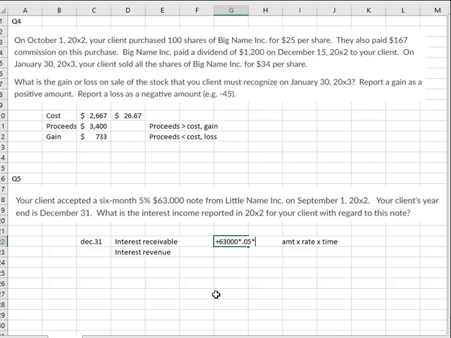So since it's September 1st, it includes all of September. If it was September 30th, it would not include September. So we have September, October, November, and December. So we have 4 months out of 12, that's the portion of time that note was earning interest. All right, so you have an interest receivable going up and you have interest revenue going up by $1,050.